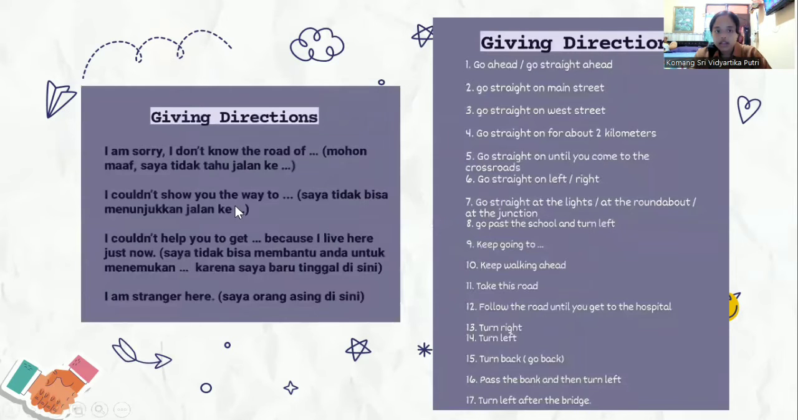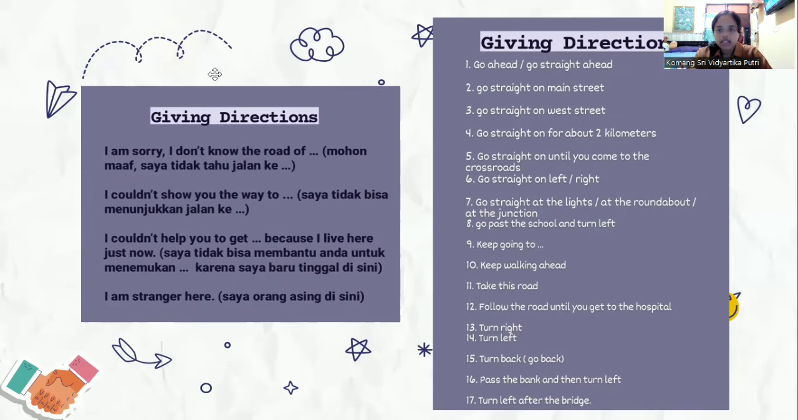On the left side, there are expressions that you can use if you don't know the answer, and if you don't know the place or destination that they ask you about. The first is, I'm sorry, I don't know the road. I couldn't show you the way to blank. I couldn't help you get to blank because I just live here now. I'm a stranger here.